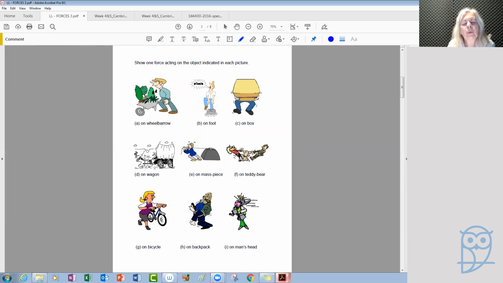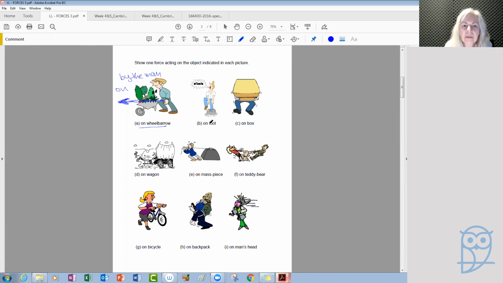So what forces act on the wheelbarrow? Well, I suppose the force of interest here is the force exerted by the man on the wheelbarrow. So what is the direction that this force acts? Well, we assume that this man is pushing the wheelbarrow. So let's say that this will be the force exerted by the man on the wheelbarrow. So by the man on the wheelbarrow.